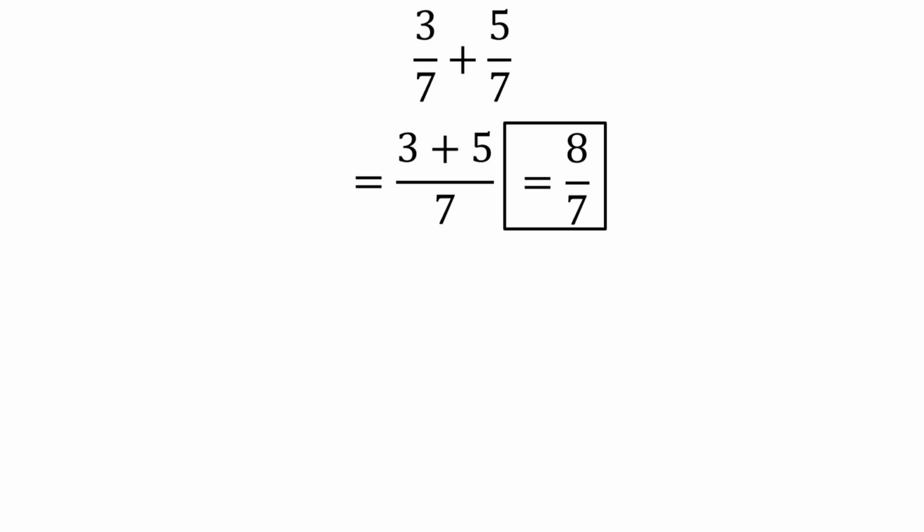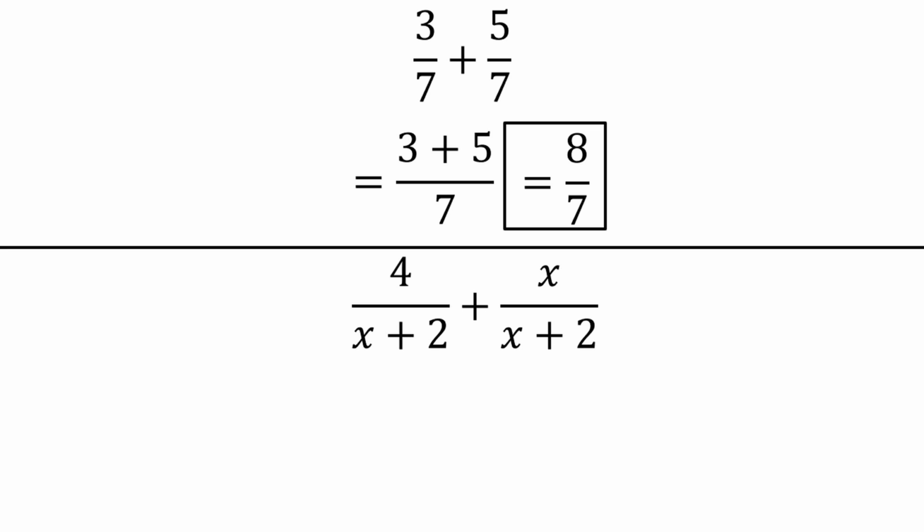Well, the same thing applies for rational expressions, where the denominator is the same. For example, we can add 4 over x plus 2 and x over x plus 2 by adding the numerators, since the denominator is x plus 2 for both fractions. These two fractions add to 4 plus x divided by x plus 2.